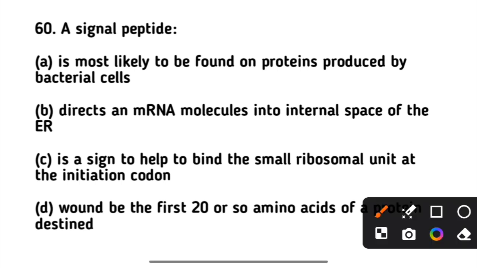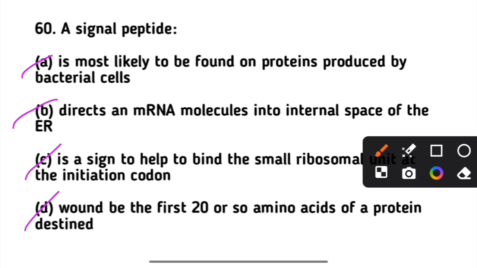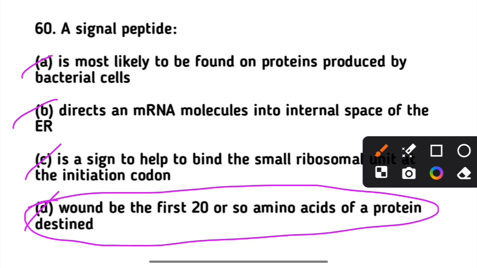Next, a signal peptide is: option A, most likely to be found on proteins produced by bacterial cell. Option B, direct an mRNA molecule into internal space of the ER. Option C, is a sign to help to bind the small ribosomal unit at the initiation codon. Option D, owned by the first 20 or so amino acids of a protein. Option D is correct. A signal peptide is owned by the first 20 or so amino acids of a protein.